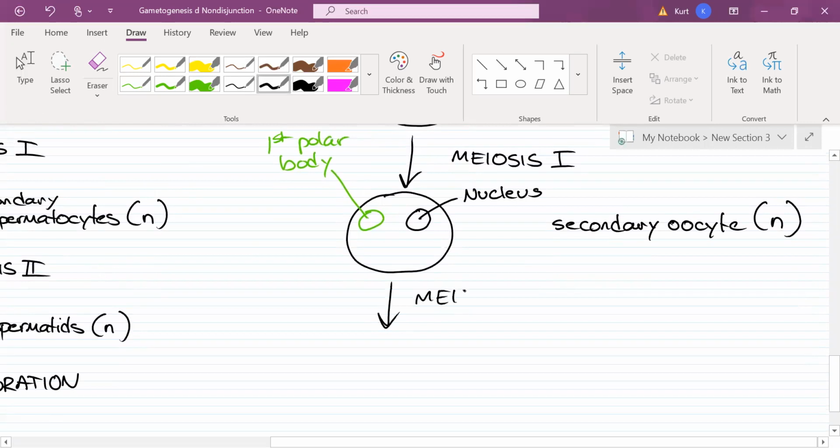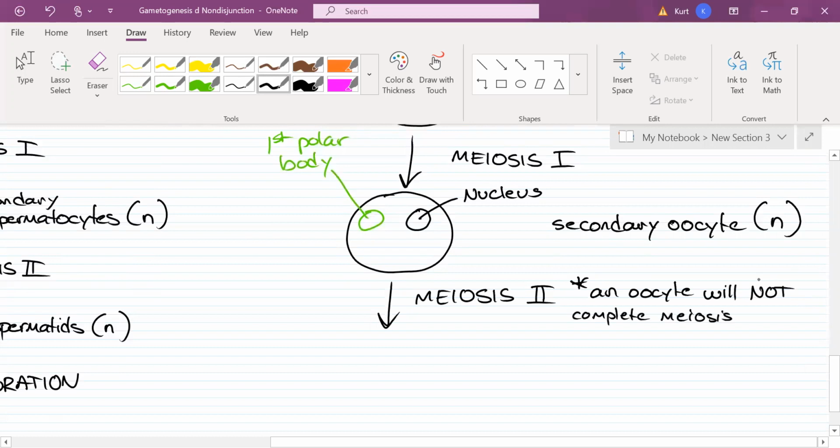Then we go through meiosis 2. But disclaimer, an oocyte will not complete meiosis 2 unless a sperm cell has entered the egg. It doesn't necessarily have to have fertilized it, but entered it.